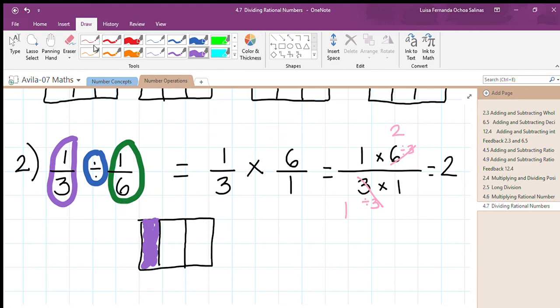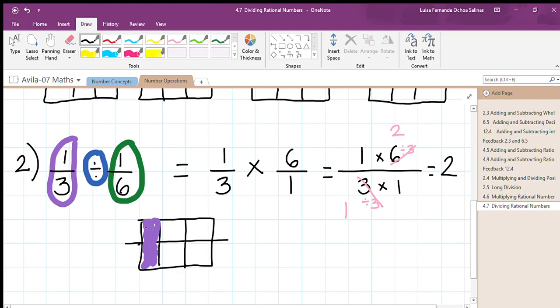Now, I have to divide this 1/3 by 1/6, so how can I change 1/6? 1/6 is here because I have now 6 pieces, agree? So I have 6 pieces here, which means that these little squares represent 1/6. How many times does 1/6 fit into 1/3? This square here is 1/6. How many times does this green square fit into 1/3? Twice, which is the same answer that I got here, 2. Okay, let's do one last example.